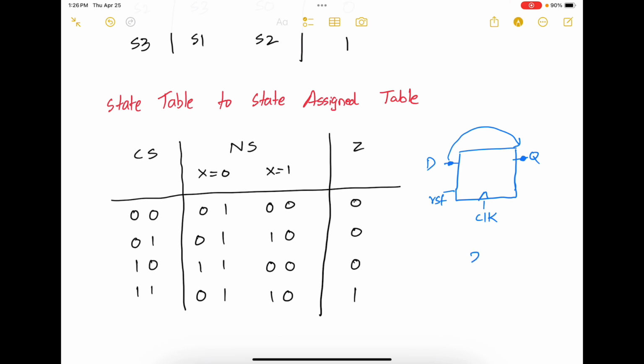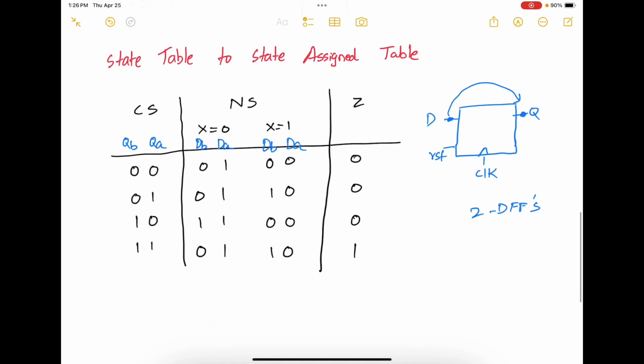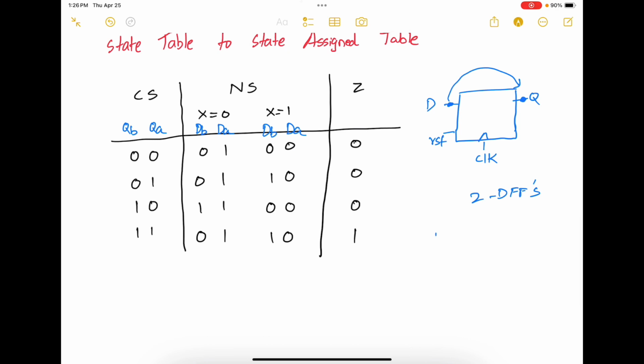We are going to require two D flip-flops because we have 2 bits in our current state and in our next state. So it requires only 2 flip-flops. Now the current state is going to be QB, QA. Next state, remember I told you that the next state is sitting in D. Therefore this is DB, DA. And you have the output Z. So basically we have to come up with equations for DA, DB and Z.